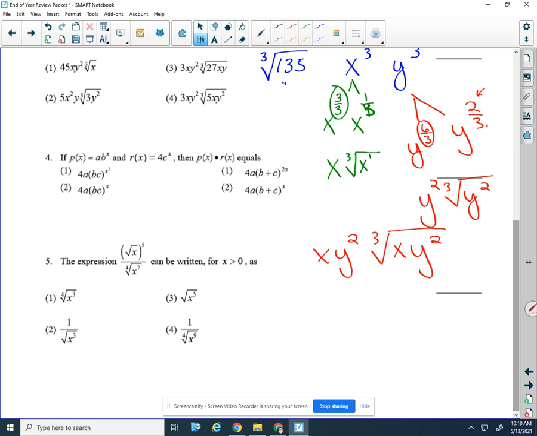So let's see if we've got any of those. Should I do that right? Yes, look at here. x y squared, x y squared. That is the only one that has those numbers. But because we are reviewing, let's practice that.